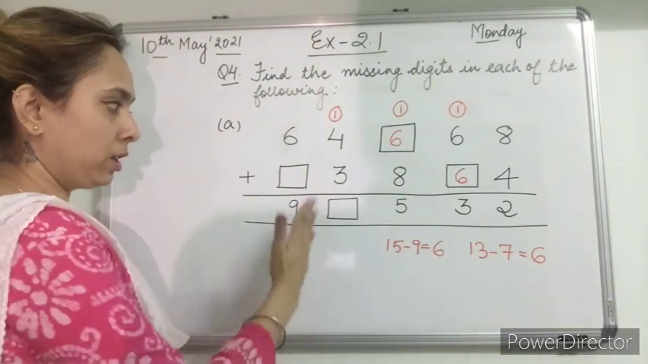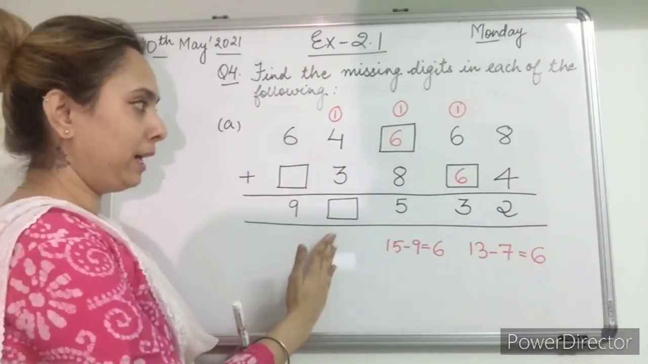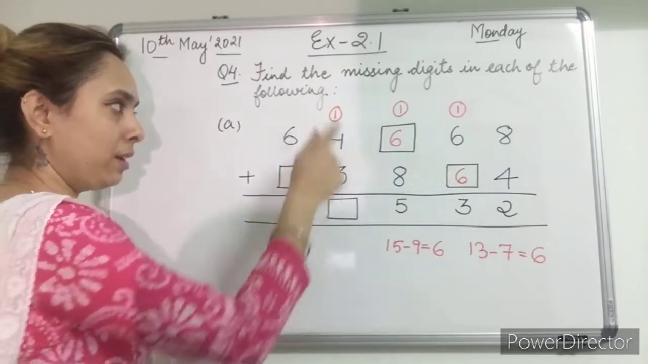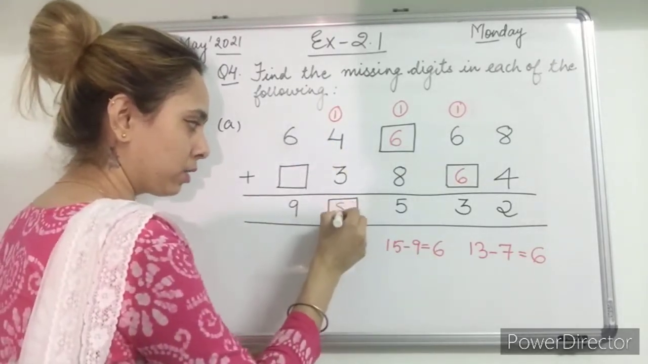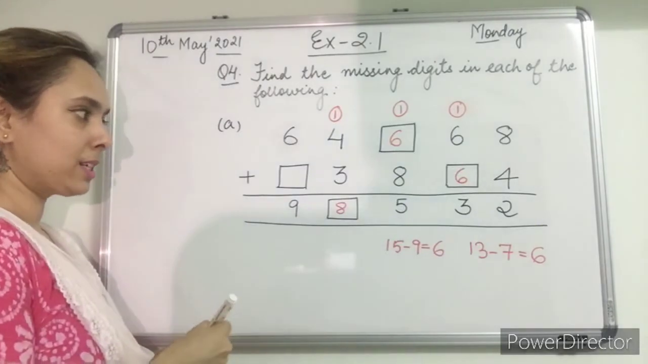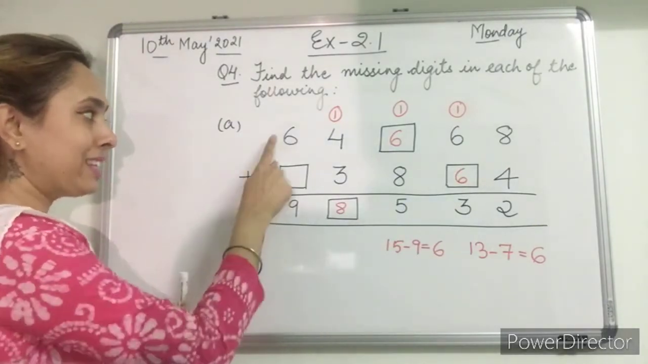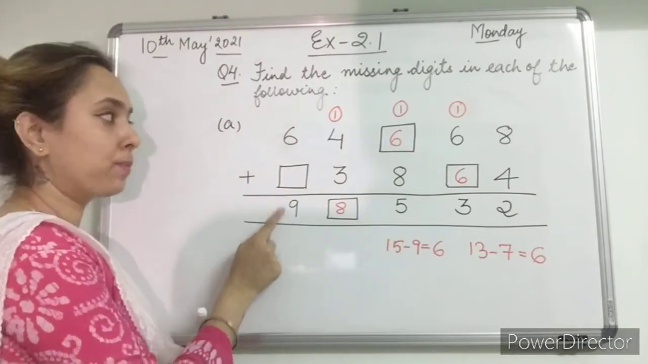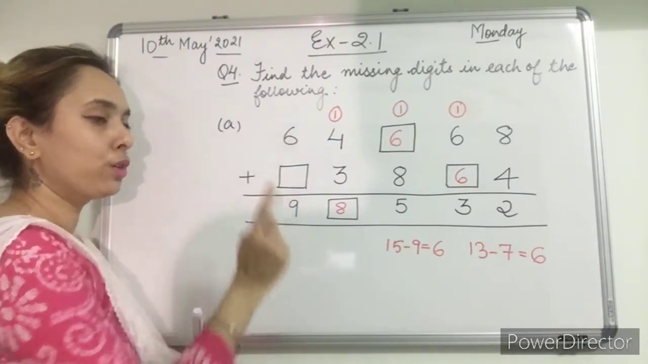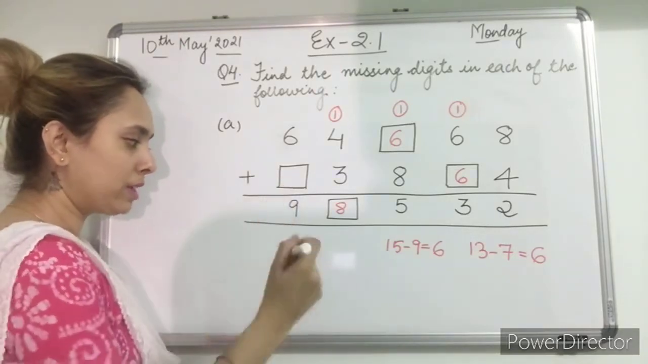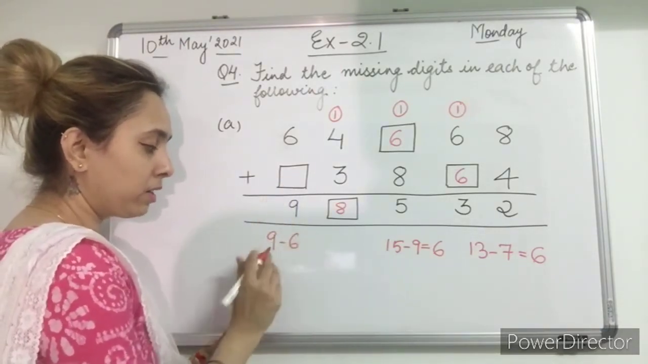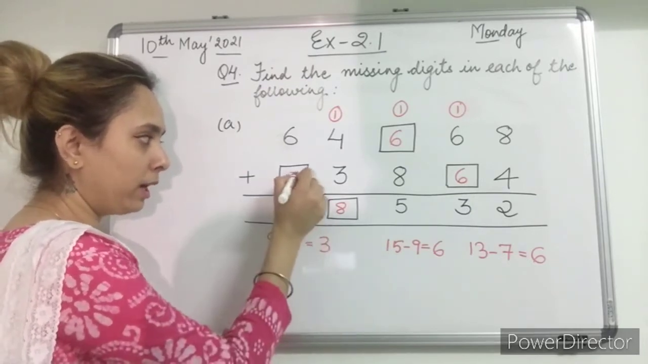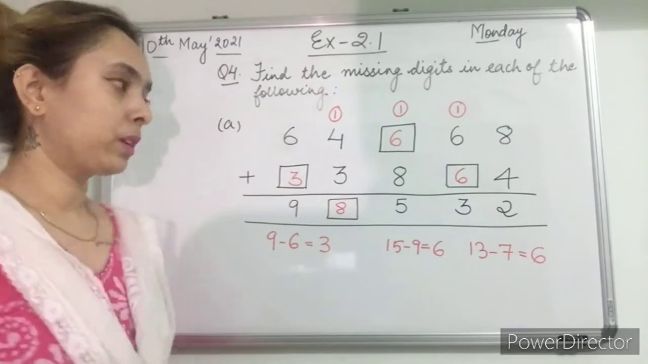Next question. Let's come to the thousands place value. Here 4 plus 3 is 7, plus 1 is 8. Next, the last, the ten thousands place value, 6 dash 9. So the sum is 9. One addend is 6. To find the other addend, we will simply subtract 6 from 9 and we will get 3. So here the answer is 3.